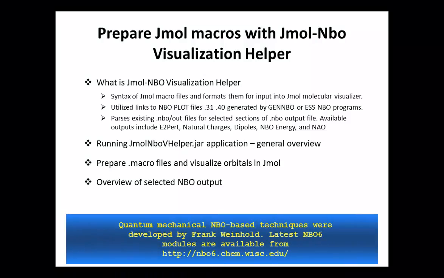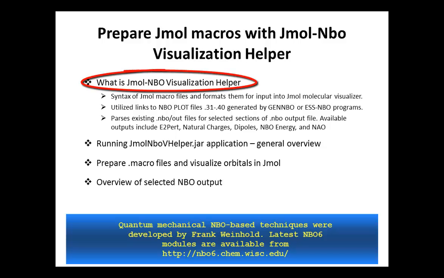Welcome to another part of the Natural Bond Orbital series. Today I am going to introduce a new version of the former NBO macro application, the so-called Jmol-NBO Visualization Helper. The main idea behind both applications was to assist with the syntax of Jmol macro files and formats and use them as input into the Jmol Molecular Visualizer.